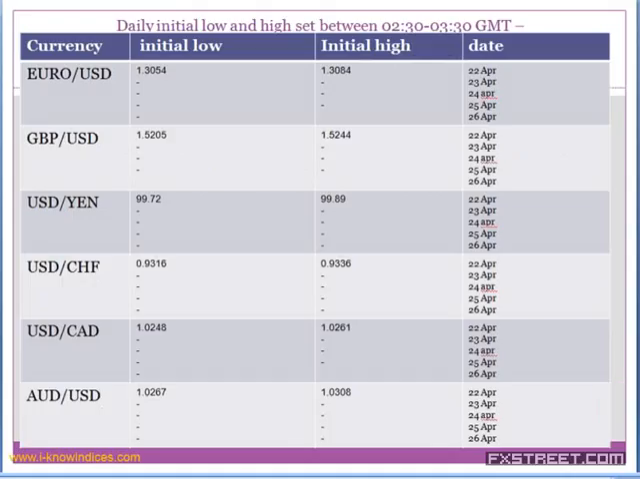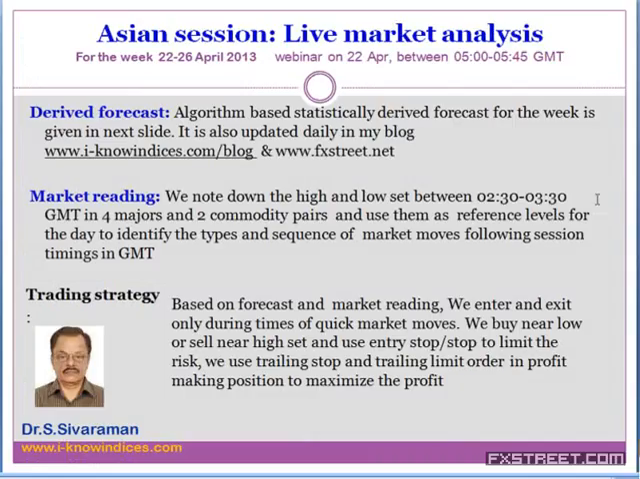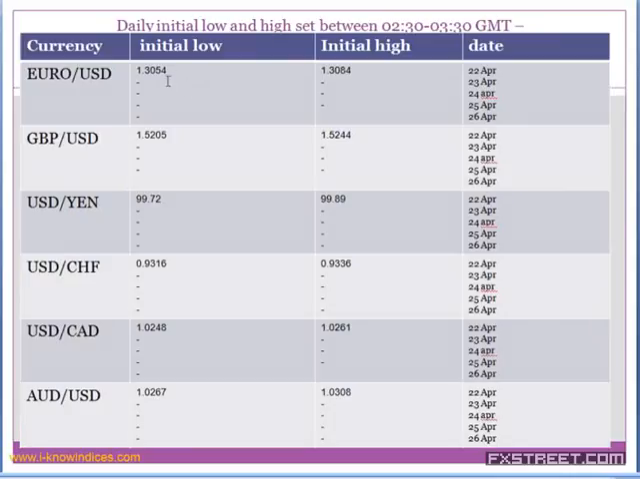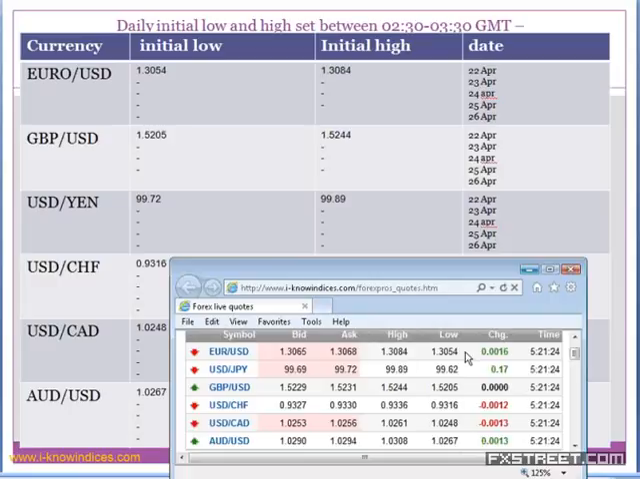Now the next part of this is market reading. So we note down around 3:30 GMT the initial lows and highs formed in 4 majors and 2 commodity pairs, and try to identify the type of moves in sequence, what they are trying to do. So I noted down around 3:30 GMT Euro formed the low 1.3054 and 1.3084 was the high. So it is only making a swing between the high and the low.